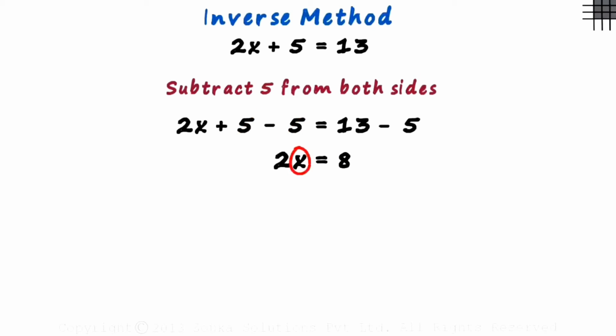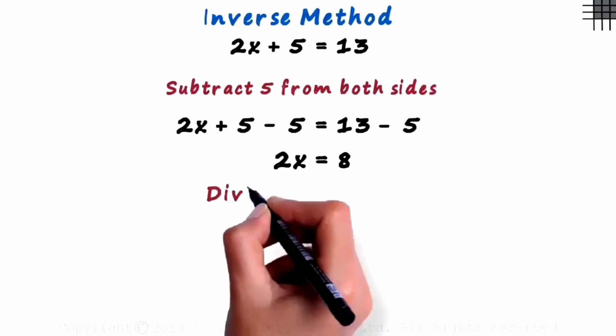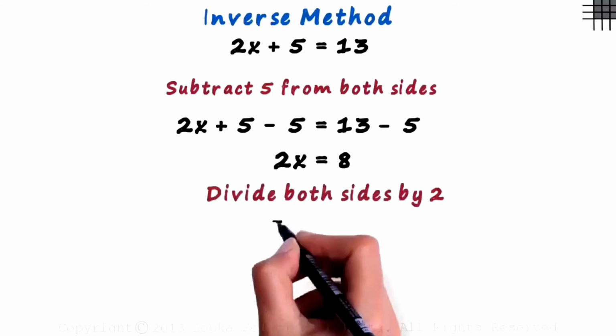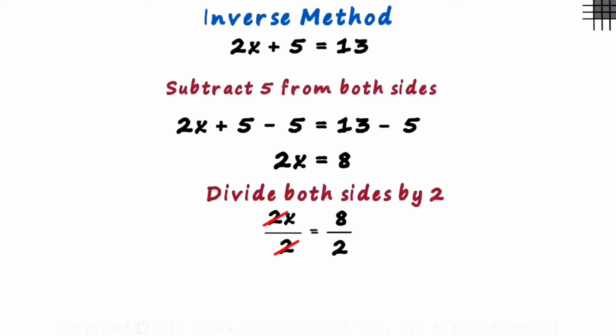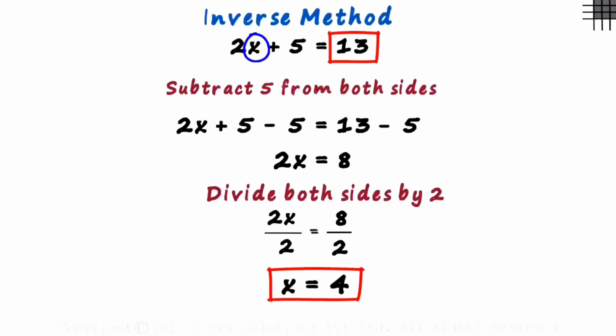Now, to have just the variable on the left-hand side, we have to eliminate its coefficient, which is 2. So we can just divide the left-hand side by 2. And if we divide the left-hand side by 2, we have to divide the right-hand side also by 2. So we divide both sides by 2. We get 2x by 2 equals 8 by 2. 2 cancels out on the left-hand side and 8 by 2 equals 4. Hence, we get x equal to 4. This tells us that if you put 4 in place of x here, you will get a 13.